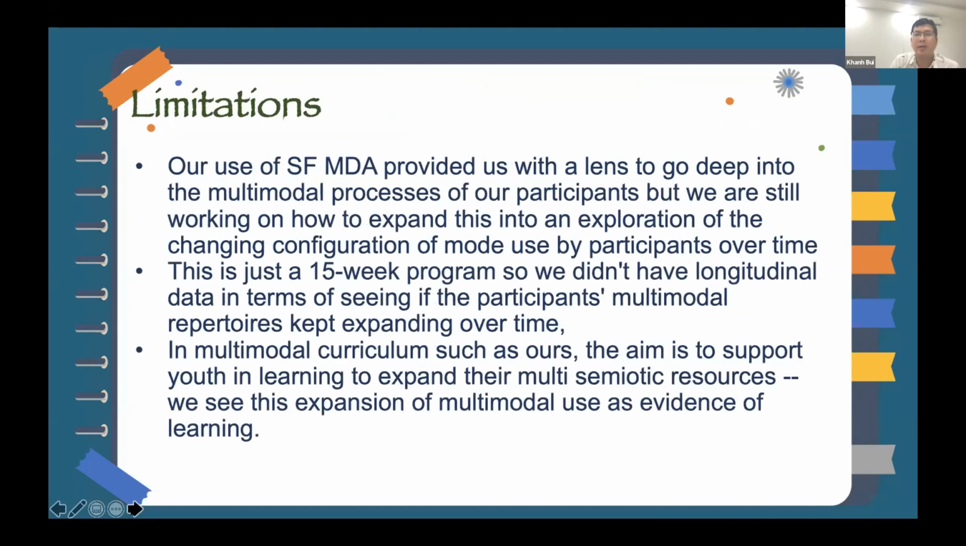But there are also some limitations here. It's just a 15-week program. If we had more time, we would love to follow the kids more, so that we can know more about their expansions of meaning, because that's the evidence of learning. We want to see how, after the program, they can use the knowledge from the program to expand their knowledge further.